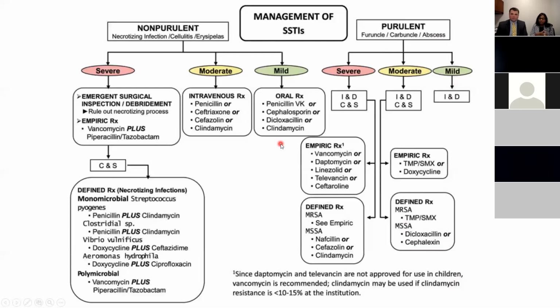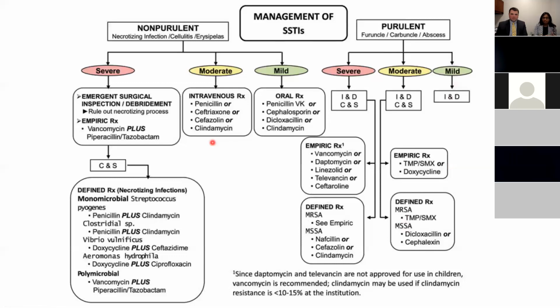So you could start with, if it's mild, oral therapy: penicillin VK, cephalosporins, cephalexin, dicloxacillin, clindamycin. Clindamycin has great strep coverage, so any one of those oral antimicrobials should be okay. But if they're not getting better and they're just getting worse, fevers are not going away, then in the moderate category you could do IV antimicrobials like ceftriaxone, cefazolin, clindamycin, IV penicillin.